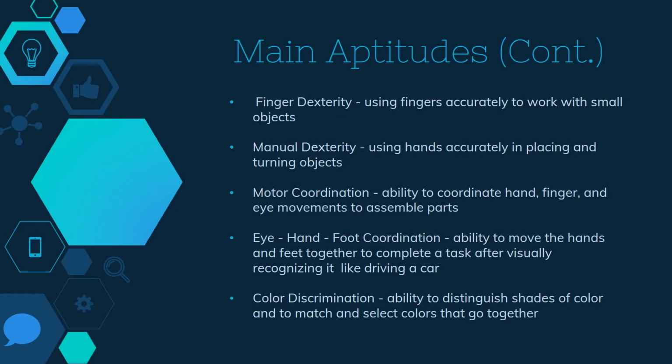Finger dexterity: using fingers accurately to work with small objects. Manual dexterity: using hands accurately in placing and turning objects. Motor coordination: ability to coordinate hand, finger, and eye movements to assemble parts. Eye-hand-foot coordination: ability to move the hands and feet together to complete a task after visually recognizing it, like driving a car. Color discrimination: ability to distinguish shades of color and to match and select colors that go together.